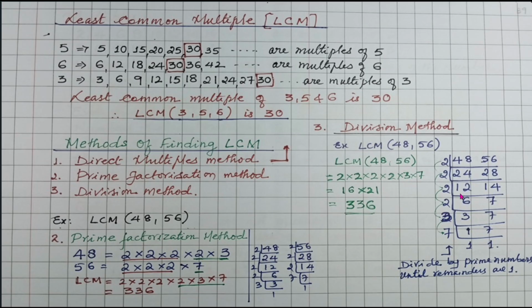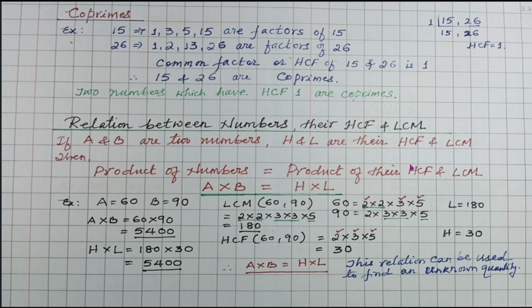This is the method we generally follow, but otherwise, the prime factorization method and the division method are two unique methods used for finding LCM. So please remember that. Now the next very important topic of our discussion is coprimes. Very interesting. Okay, let us learn this.